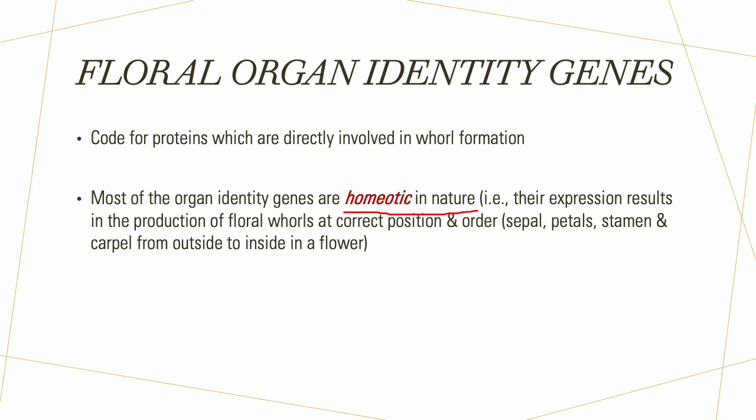If you mutate these genes, then the position of the whorls gets disrupted, right? The whorls may be formed at the wrong position and such a flower is not viable for reproduction further. So that is called homeotic genes. For examples of organ identity genes, I told you AP1 appears as a meristem identity gene also, and it appears in the list of organ identity genes also. The examples of organ identity genes are AP1, AP2, AP3, PI, and AG, or agamous.